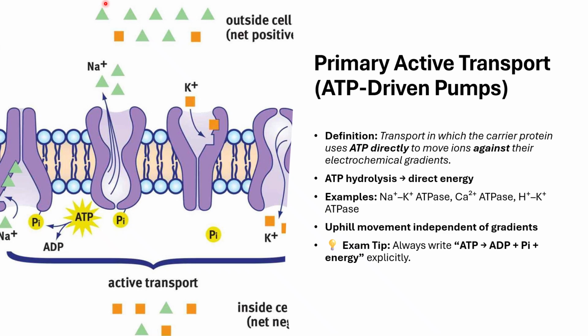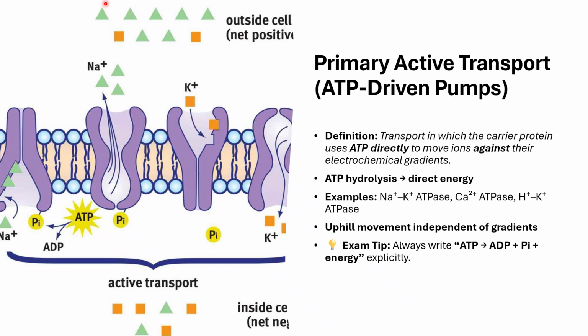Another example is the calcium ATPase, which hides calcium inside the sarcoplasmic reticulum, allowing muscle fibers to relax after contraction. Finally, the hydrogen potassium ATPase in the gastric parietal cells produces the highly acidic stomach lumen by pumping protons out in exchange for potassium.